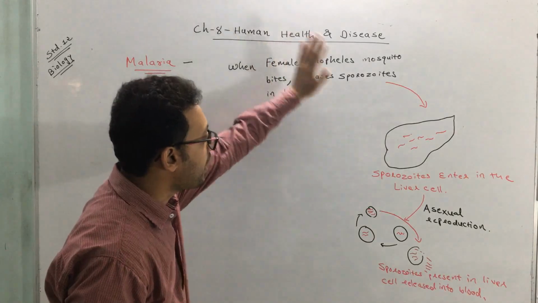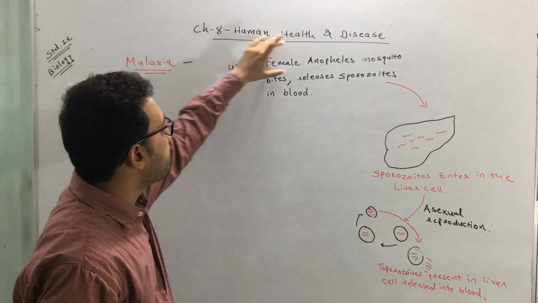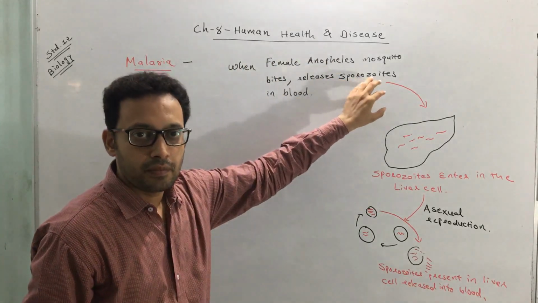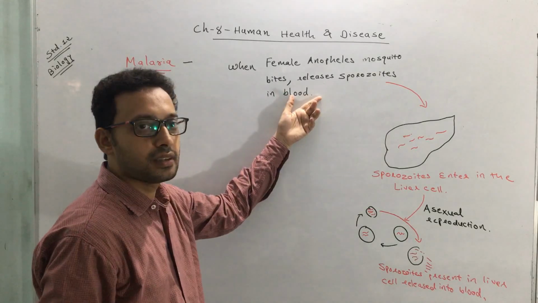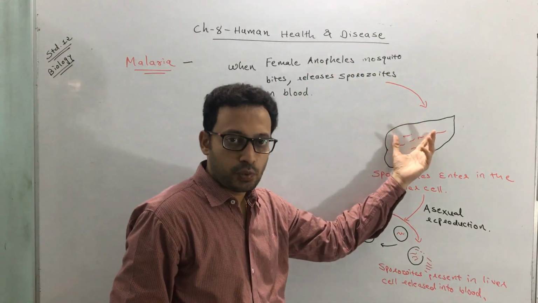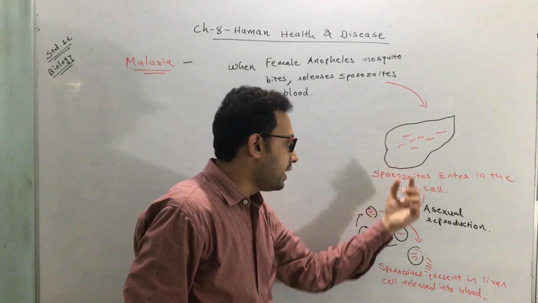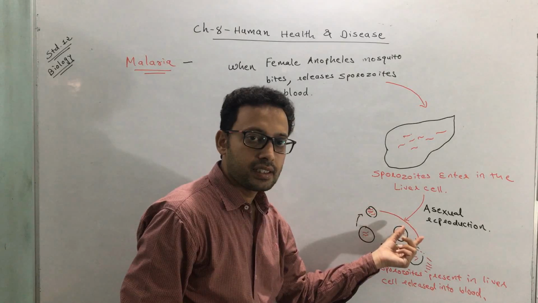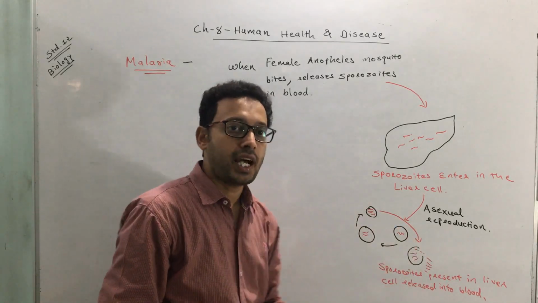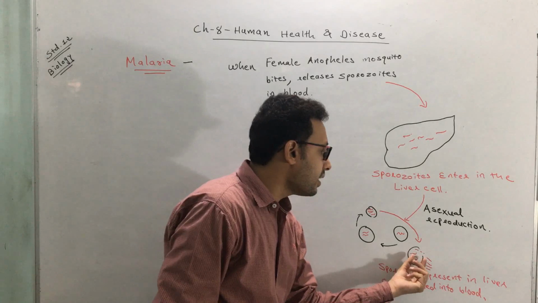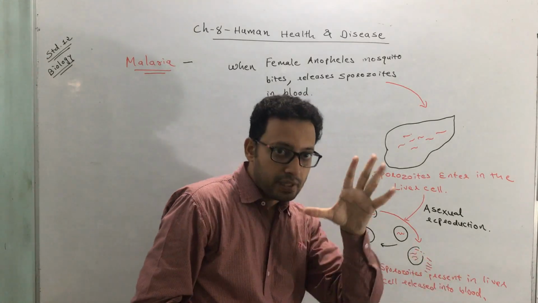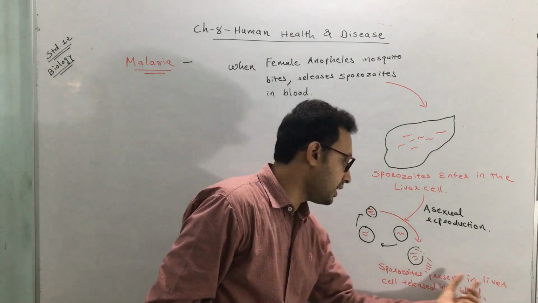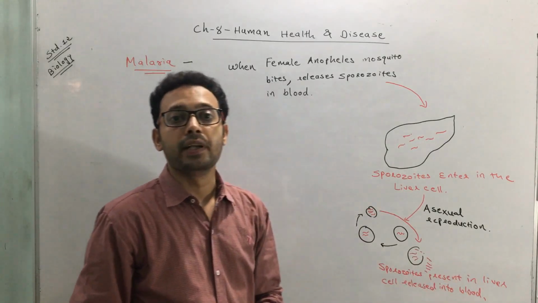Clear? So I again repeat what happens initially. When the female Anopheles mosquito bites a human being, it releases the sporozoites, a kind of parasite, into the blood. Through the blood, the sporozoites enter into a liver cell. In the liver cell, they undergo asexual reproduction, means their numbers are increasing. When the numbers become so very large, then the liver cell bursts, and the sporozoites present in the liver cell are released into the blood.